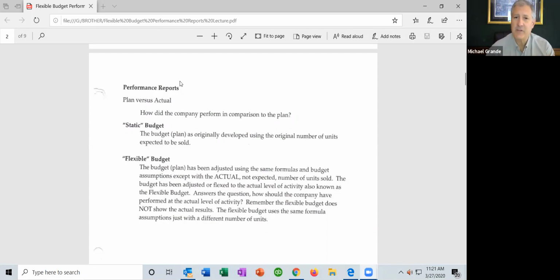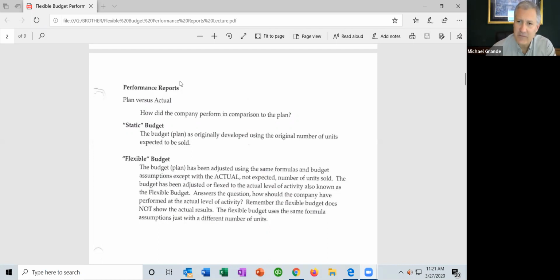We prepare that budget, we put it aside. That is a static budget. That is a planning budget. That is a budget prepared in advance before the month of April begins. It's a good budget. It's a plan based upon how we think we're going to perform, based upon an estimated level of activity, the number of units we sell.